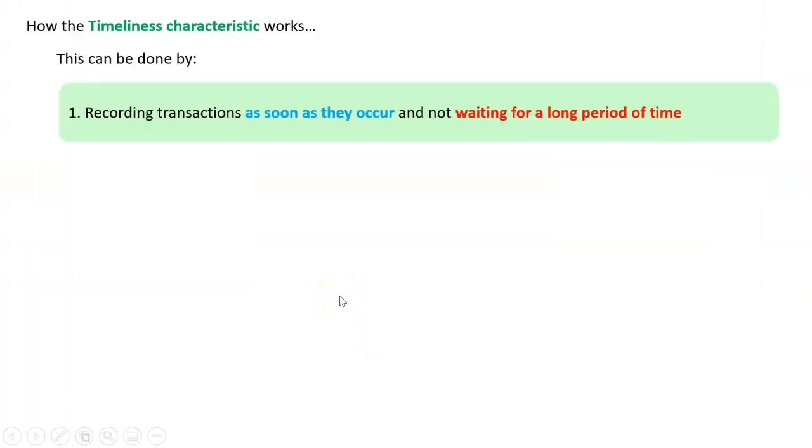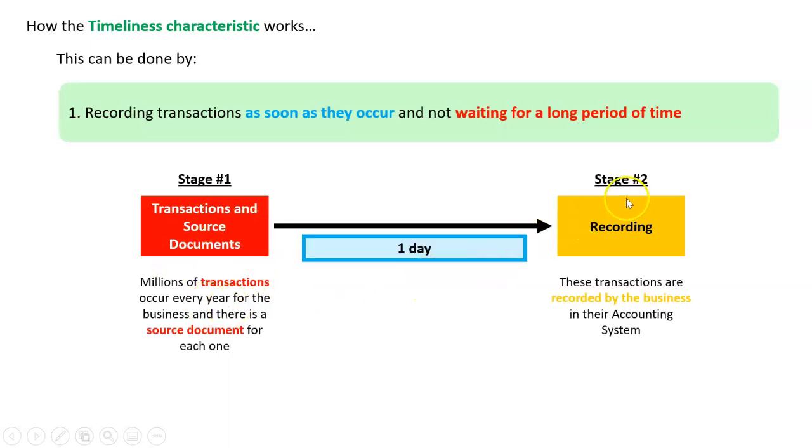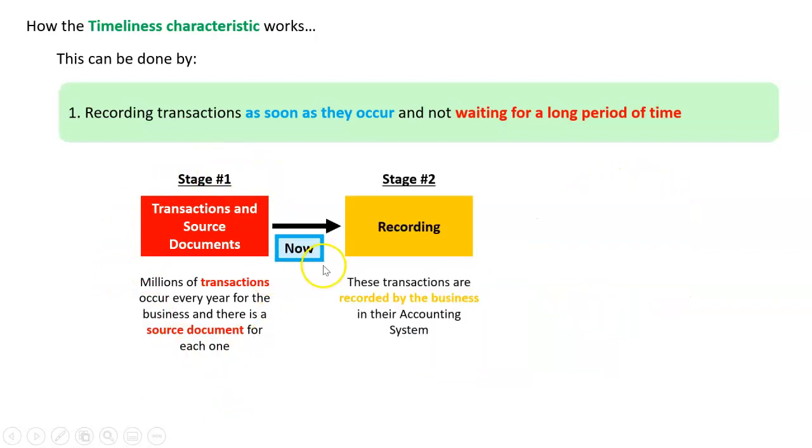And what we're saying is, well, there's 2 ways you can make this more timely. That can be done by, first of all, recording transactions as soon as they occur and not waiting for a long period of time. What are we talking about? Well, that's stage 1, transactions happen. And stage 2, recording them, we shouldn't let a day go by. That doesn't sound like a long time, but we shouldn't let 7 days go by before something happens and we record it. We shouldn't let 14 days go by. We shouldn't let 30 days go by. It should be instantaneous. When a transaction occurs with a source document, it should be recorded straight away, now.